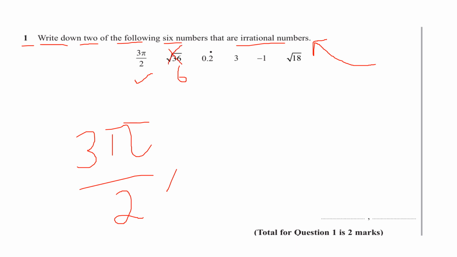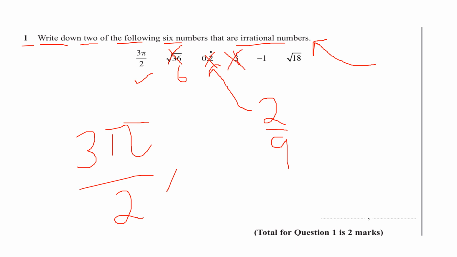0.2 recurring is a slightly more interesting one. This does go on forever, however I can express it as a fraction: 0.2 recurring is actually 2 over 9. Check it if you don't believe me or if you're unsure. So I can express this recurring decimal as a fraction. Although it goes on forever, I can express it as a fraction, hence why it's not irrational. Number 3 is a whole number, so that's not irrational, because I can write it as 3 over 1.